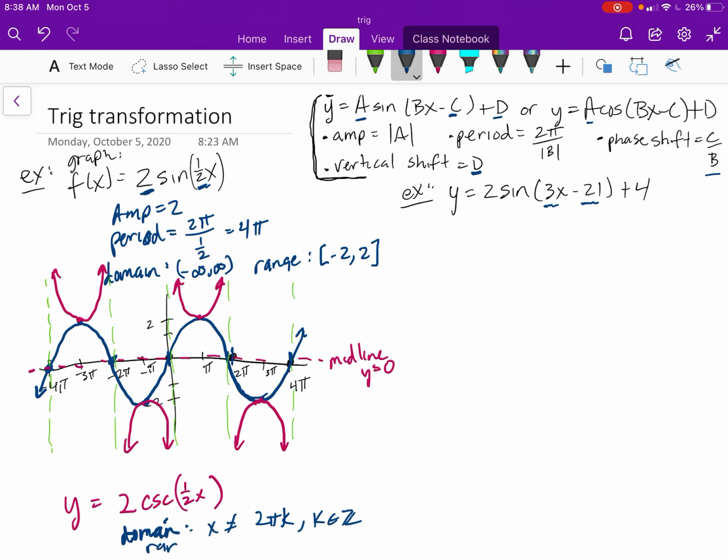The range is now, we go from -infinity all the way up to -2, and we include -2. Union, and then we start back up again, 2 to infinity. All right, that takes care of that one.